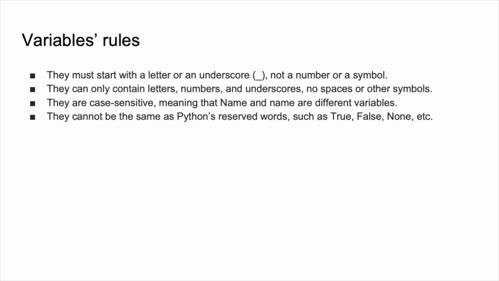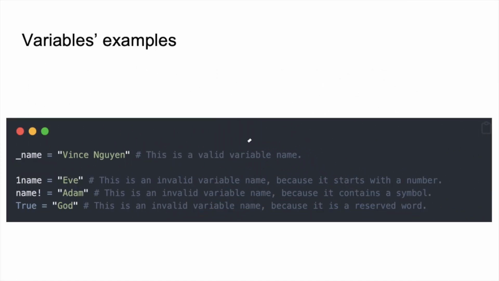They must start with a letter or an underscore, not a number or a symbol. They can only contain letters, numbers, and underscores, no spaces or other symbols. They are case sensitive, meaning that uppercase name and lowercase name are different variables. They cannot be the same as Python's reserved words, such as true, false, none, etc.